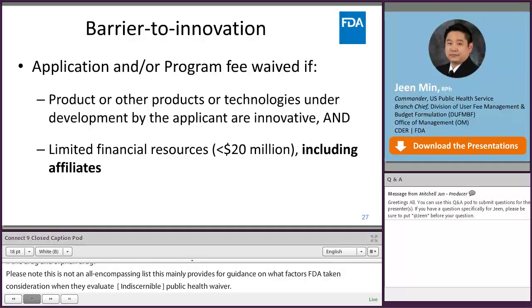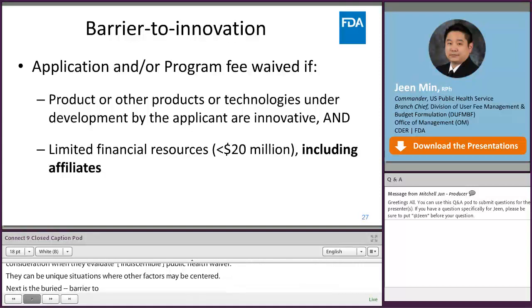Next is the barrier to innovation waiver. Just like the public health waiver, it applies to both application fees and annual program fees. And there are two main conditions to meet in order to qualify. First, are the product or products or technologies under development by the applicant innovative? Next, just like the public health waiver, there is a financial requirement. It's the same financial requirement of having limited resources of less than $20 million, including affiliates.